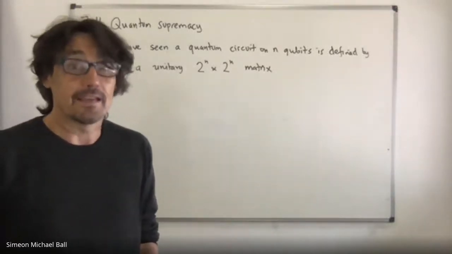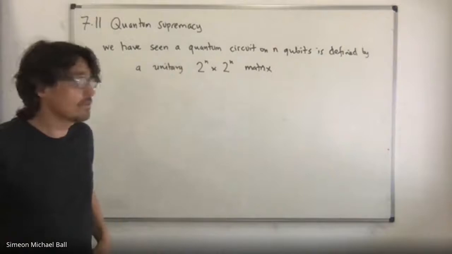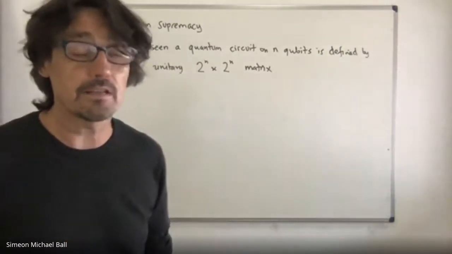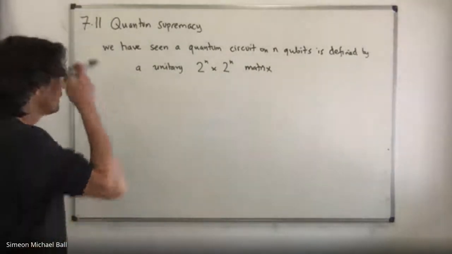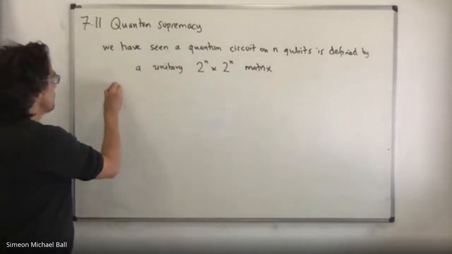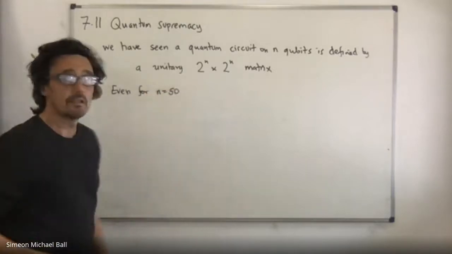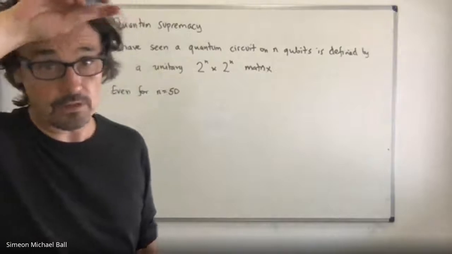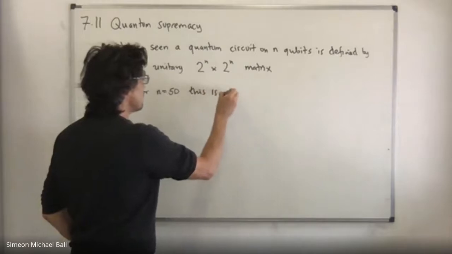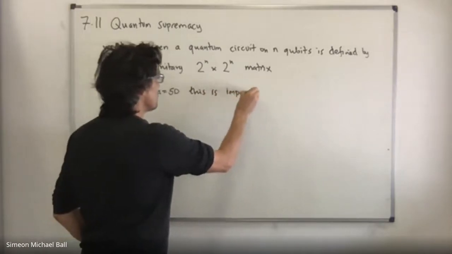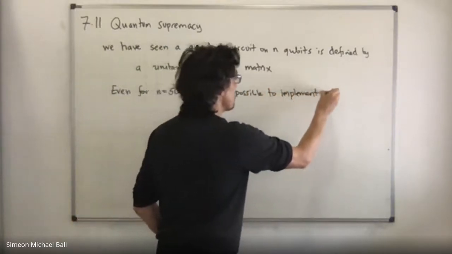Okay, and so to implement this unitary matrix, you need a big classical computer because you've got this 2 to the n. The vectors have got 2 to the n coordinates. That's 2 to the n complex numbers. The unitary matrix more, and so it's going to be very difficult. So even for n equals 50, which is what they use more or less in the Google demonstration, this is impossible to implement on a classical computer.